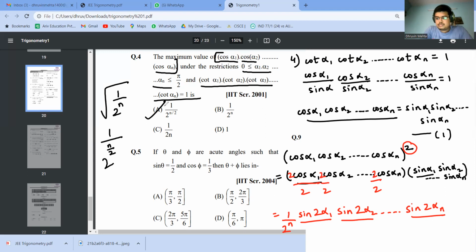After squaring, what happens to sine in the second bracket? Did we square? No, we did not square. That's the thing, we did not square any equation, like there was no other side. We started with the square of cos alpha 1, cos alpha 2 up to cos alpha n, and that square means that the bracket is multiplied 2 times.